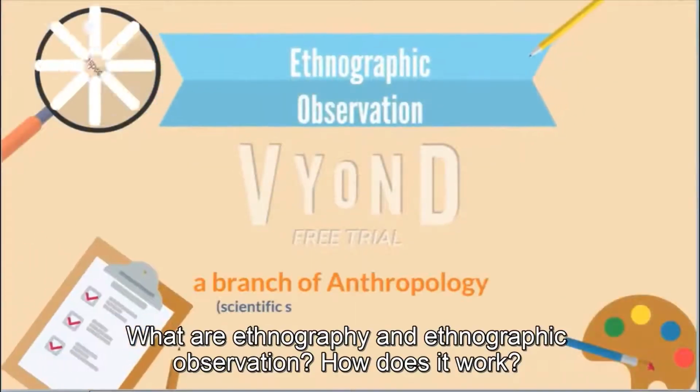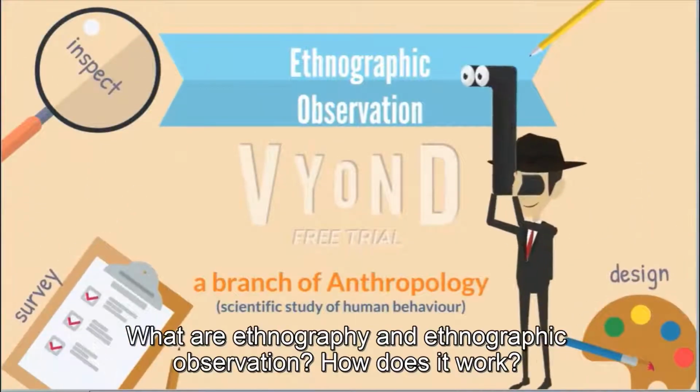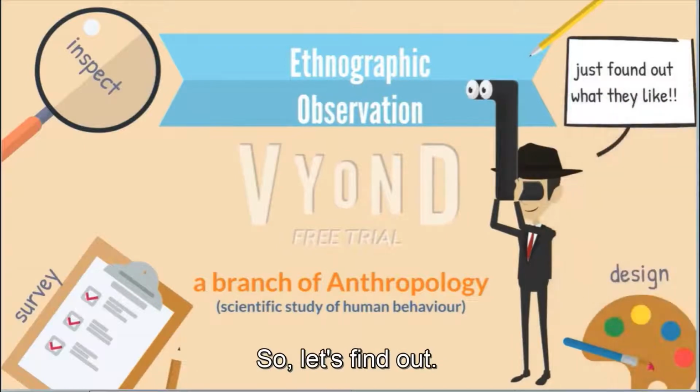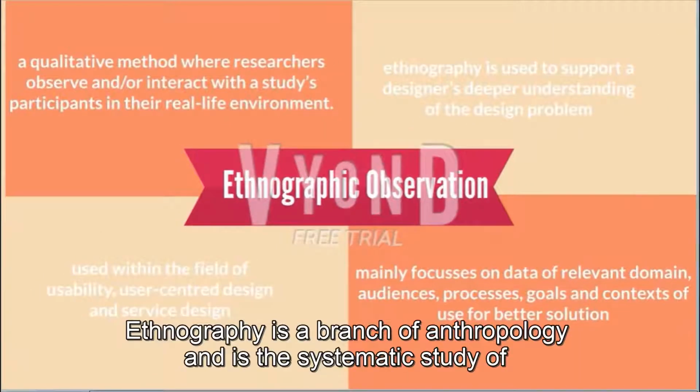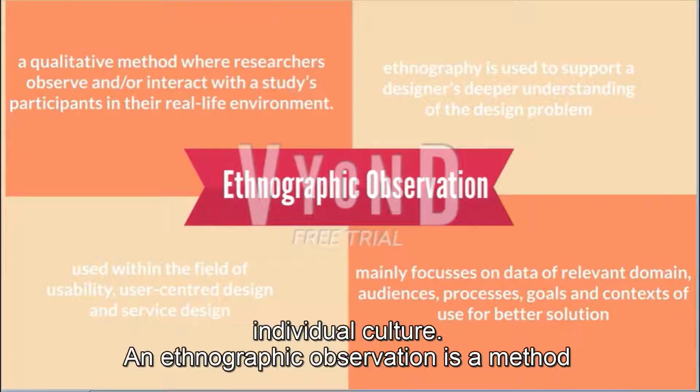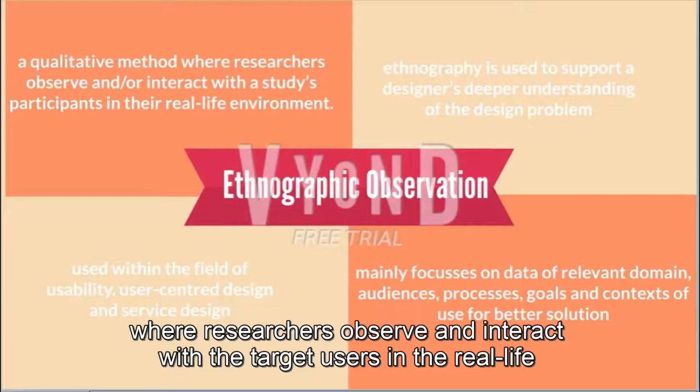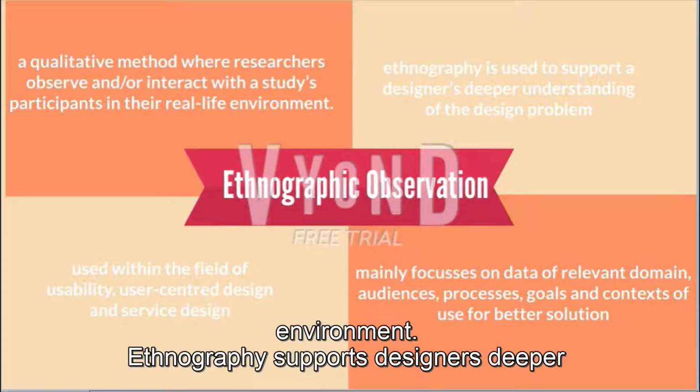What are ethnography and ethnographic observation, and how does it work? So let's find out. Ethnography is a branch of anthropology and is a systematic study of individual cultures. And ethnographic observation is a method where researchers observe and interact with the target users in their real-life environment.